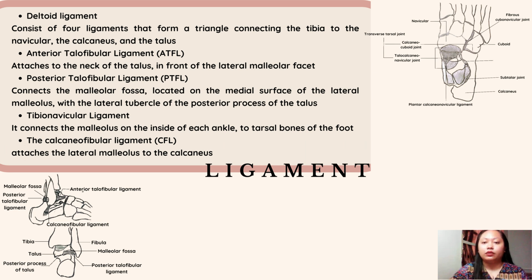Lastly, I will present about the ligaments related to the ankle joint. The first one is the deltoid ligament. The deltoid ligament consists of four ligaments that form a triangle connecting the tibia to the navicular, the calcaneus, and the talus. Second, the anterior talofibular ligament, also known as ATFL.